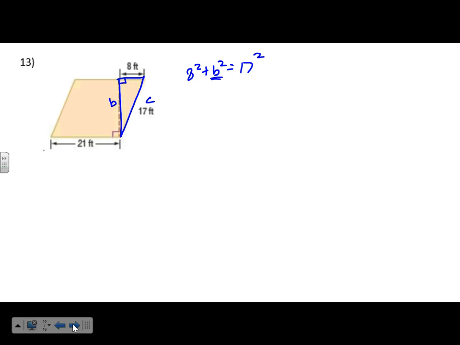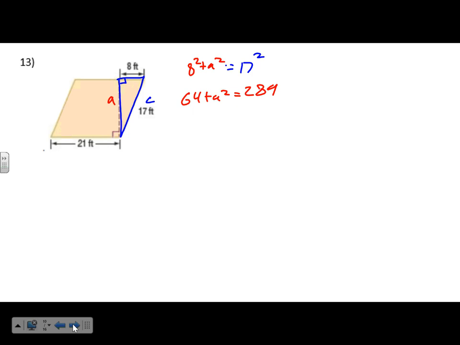If you want to put something else so it doesn't confuse you, maybe I should have made it a. Thought about that on the last one. So maybe I'll call this A. So we have 8 squared plus A squared. Anyway, so that's 64 plus A squared is equal to 17 squared, which is 289.